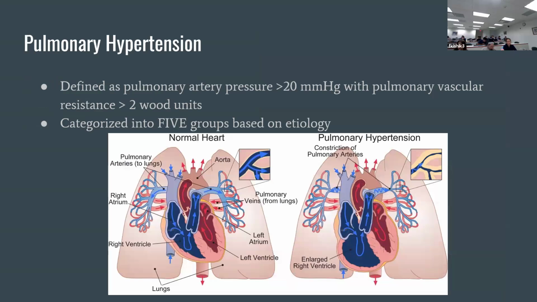Okay, lastly, we have pulmonary hypertension. We sort of touched upon this. Pulmonary hypertension specifically is defined as hypertension in the pulmonary arteries. Specifically, we measure this as a mean pressure over 20 millimeters of mercury with pulmonary vascular resistance over 2 Wood units, and that is something measured on a right heart cath. There's 5 groups based on etiology.